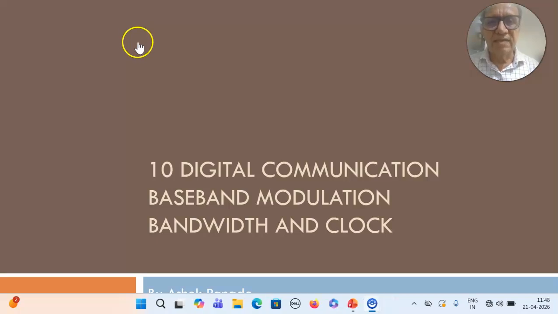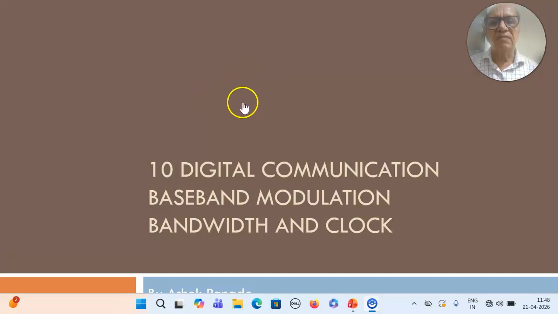So this is the 10th session on digital communication, and we continue our study of baseband modulation. In the last session, we have studied three binary signaling waveforms called on-off signaling, polar and bipolar. And we had said that there are a number of parameters on the basis of which these waveforms can be compared. And one parameter that we discussed last time was signal to noise ratio or noise performance.